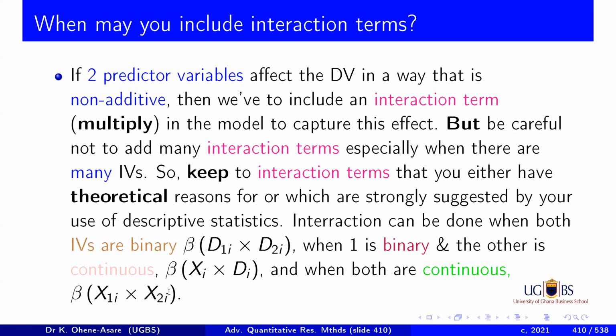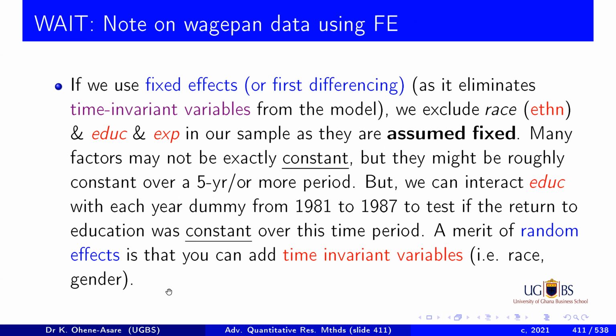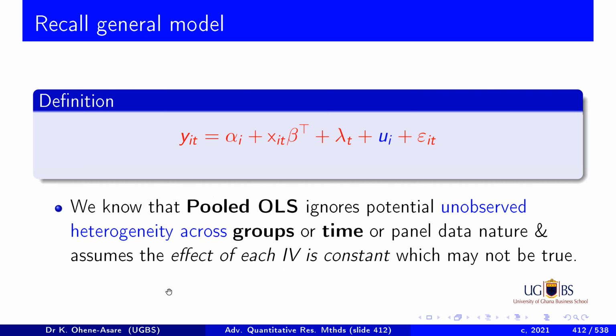Now, when you're interacting, it's simple. It's just a matter of going to the first column, then the second column, multiplying one by the other, and creating a third column. That's the interaction, and you can apply that. So that is the way to go. With this in mind, we are now ready to do a general panel model, this time using our data set.